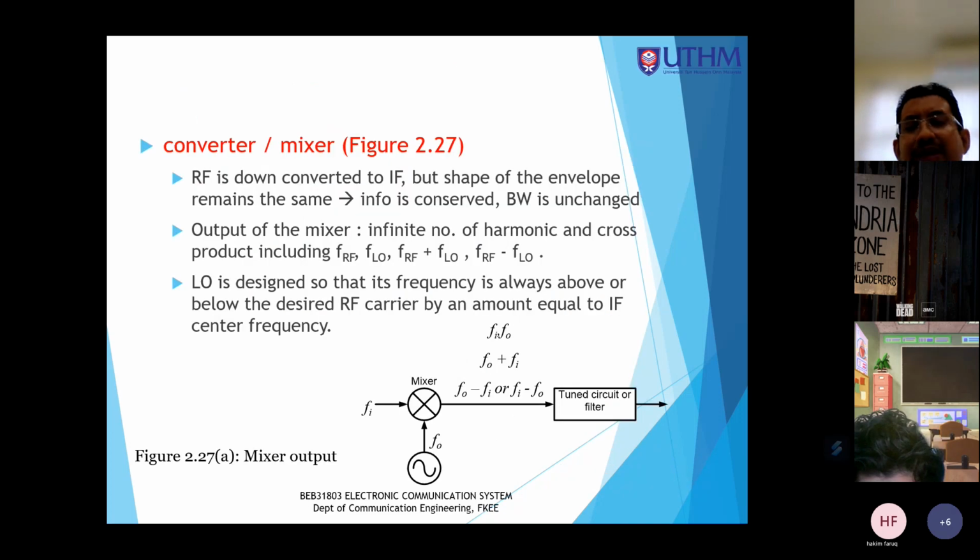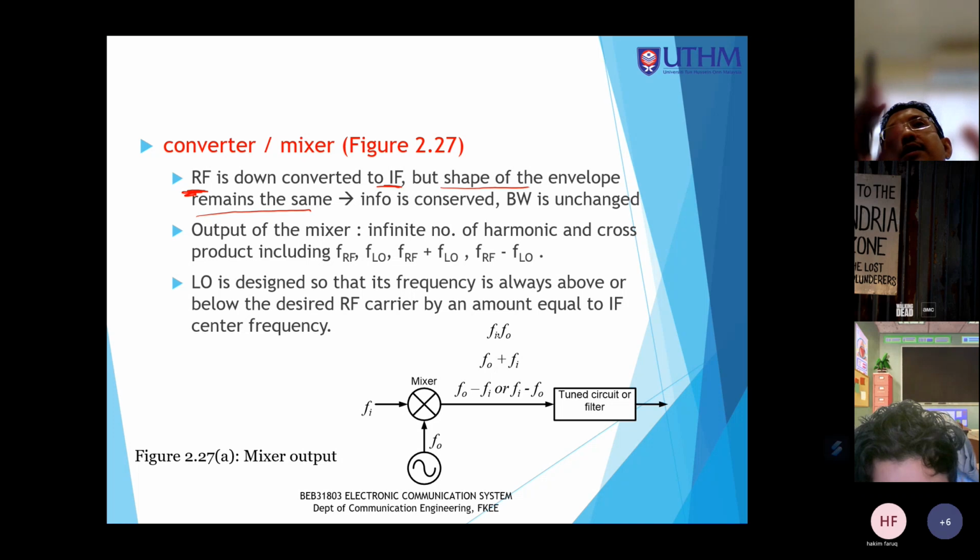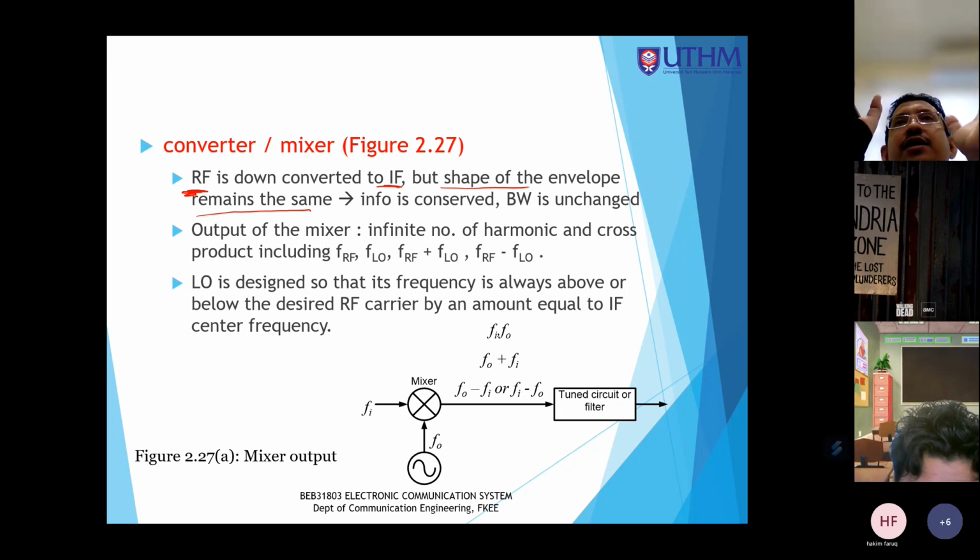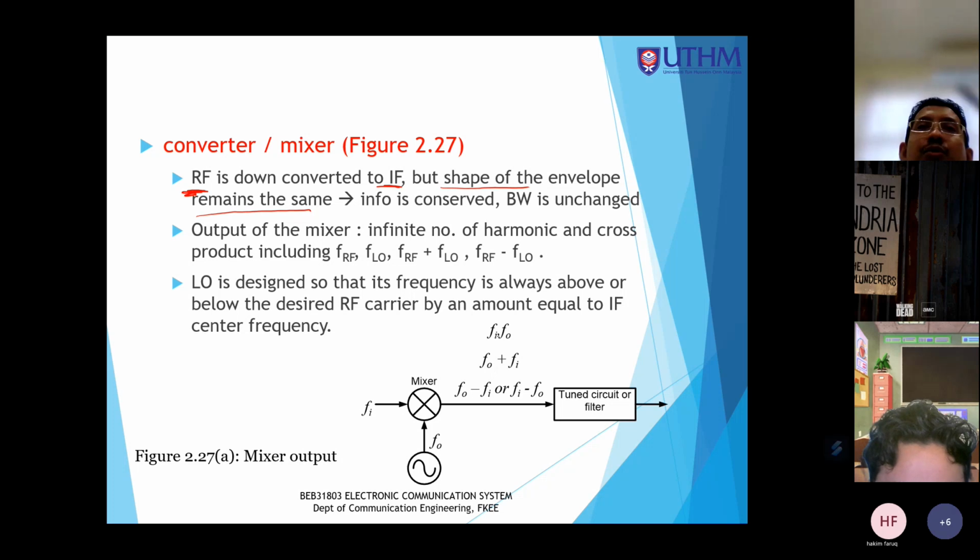Okay, so ada penerangan di sini apakah itu mixer converter. So mixer converter macam yang saya sebutkan tadi, dia akan down convert daripada RF frequency band kepada IF frequency band. Okay, so dikatakan di sini the shape of the envelope remains the same. So kalau kita ada macam saya sebutkan tadi 3 komponen, kita masih mengekalkan 3 komponen frekuensi. Okay, jumlah komponen frekuensi itu tidak berubah, masih sama. So the bandwidth is unchanged. So the output of the mixer, okay, the output of the mixer yang ini.